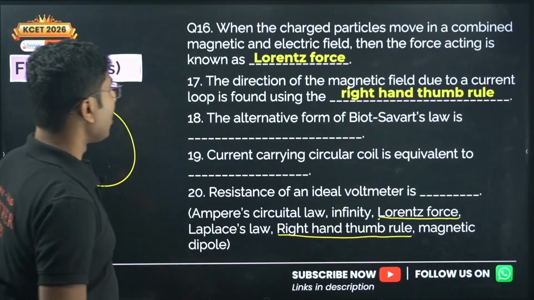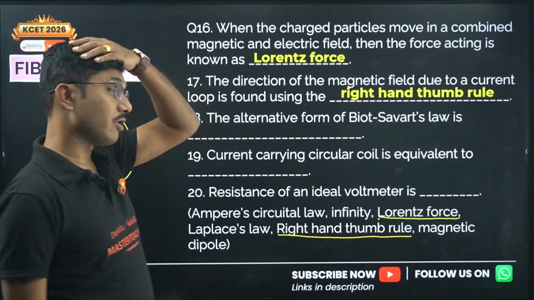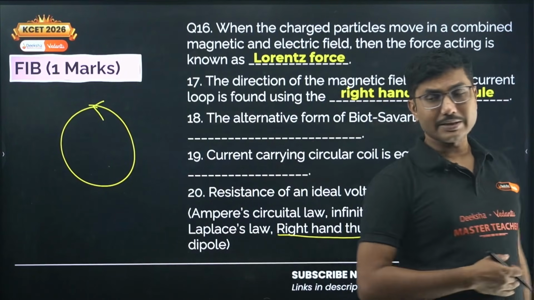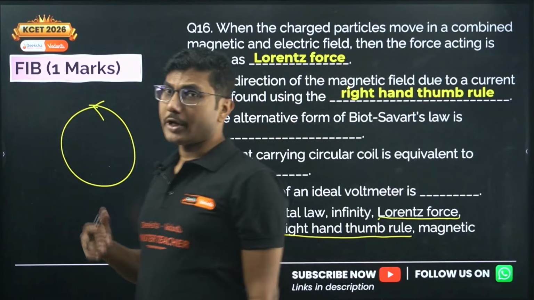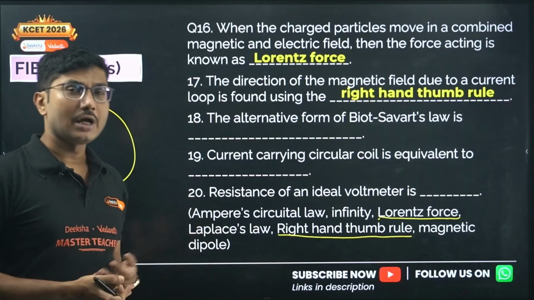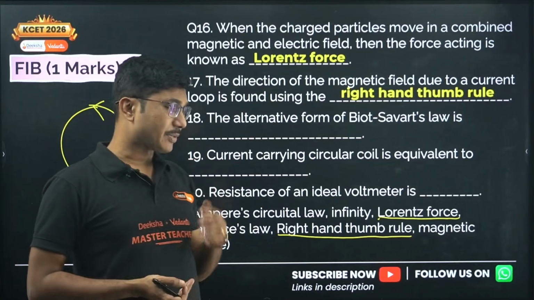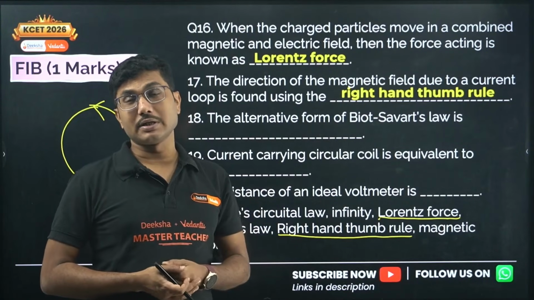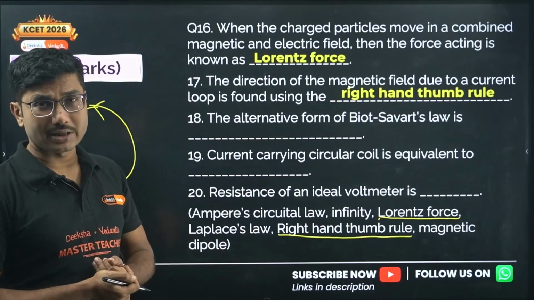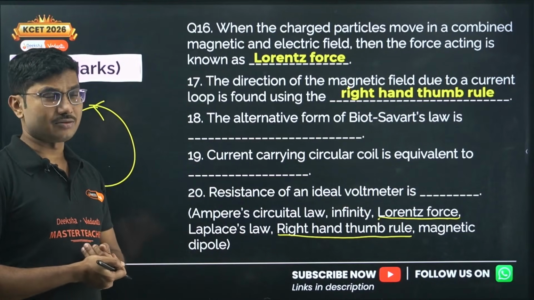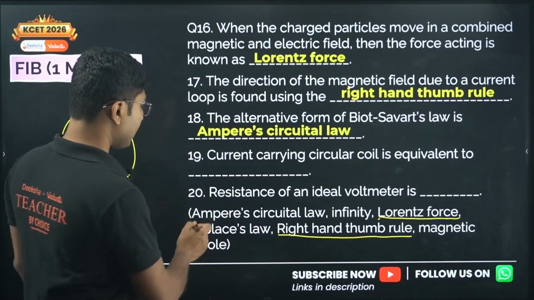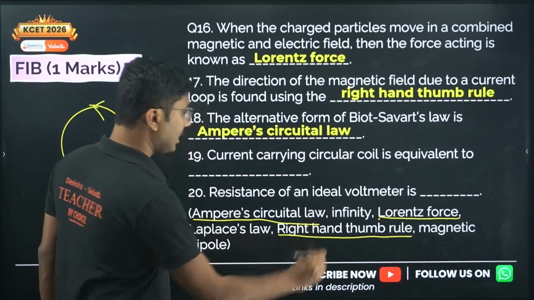Next is the alternative form of Biot-Savart law is Ampere's circuital law. So if you have watched any of my KCET lectures, there I have discussed that Ampere's law and Biot-Savart's law are actually the same. Only thing is Biot-Savart's law is more general. Ampere's law in some cases can be tricky if the line is not symmetrical. You can apply Ampere's circuital law as well, but it can be tricky if the line is not symmetrical. So Ampere's law and Biot-Savart's law are almost similar. So Ampere's circuital law is the answer.